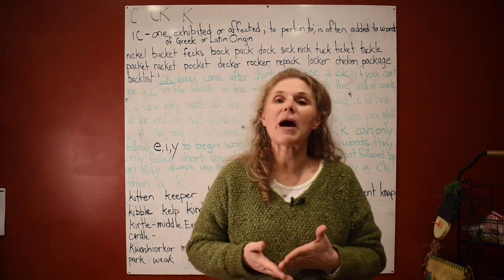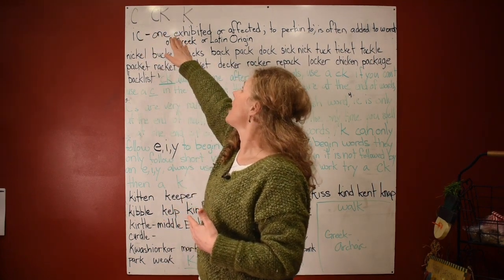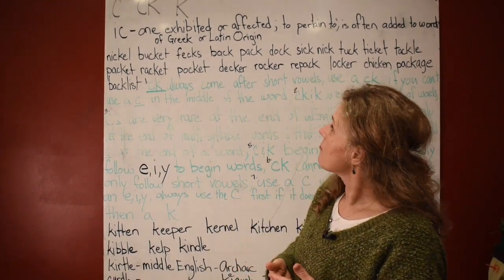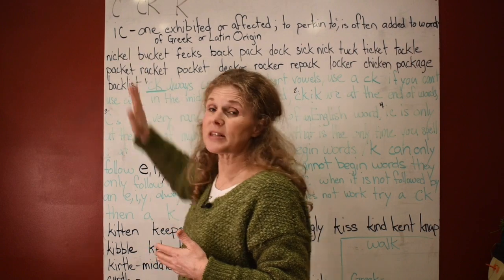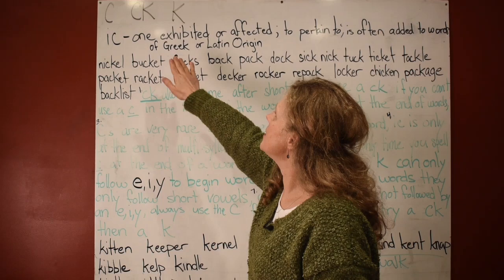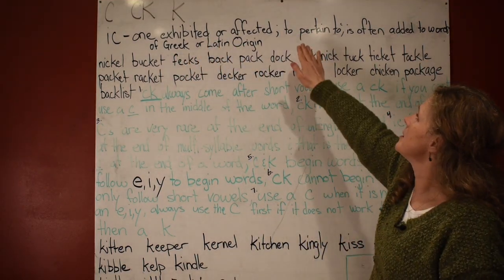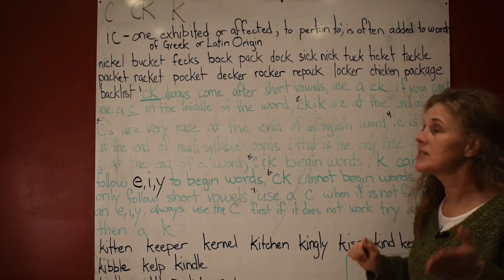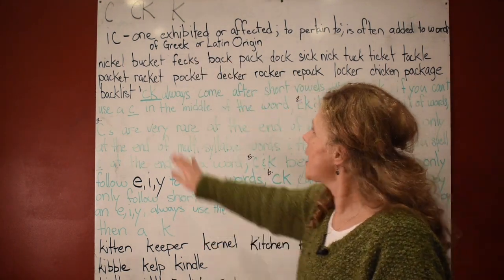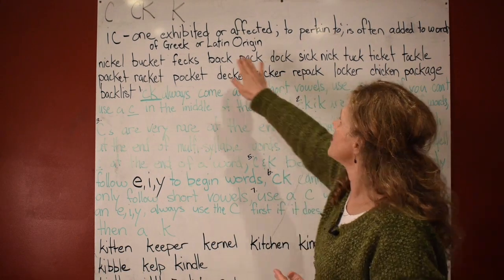Today we're going to talk about when you spell words with a C, a CK, or a K that makes the hard K sound. So we're going to start out with the suffix -ic, I-C. It means exhibited or affected, or pertaining to, and it's often added to words of Greek or Latin origin. This is a suffix, and you'll see those often in Greek and Latin words.